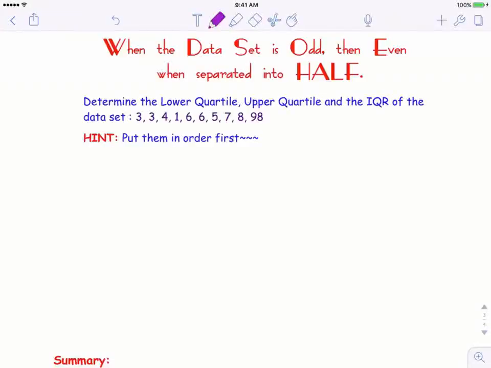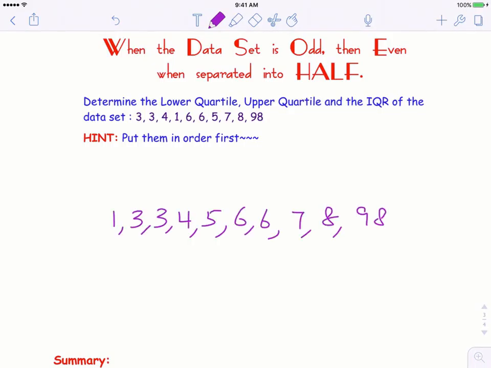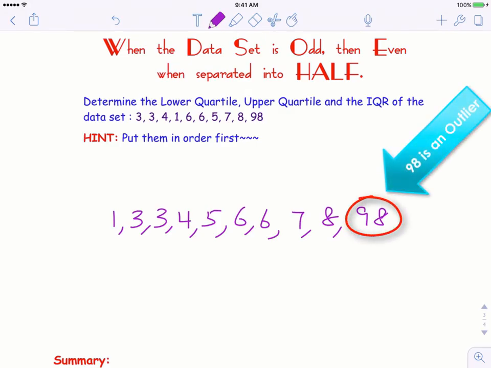In the second example, we ask to find the same information on an even dataset that has 10 numbers. Just like the first example, we need to first put the data values in order. Notice that 98 is an outlier for this dataset. Keep this in mind, as we need this to summarize the dataset later.